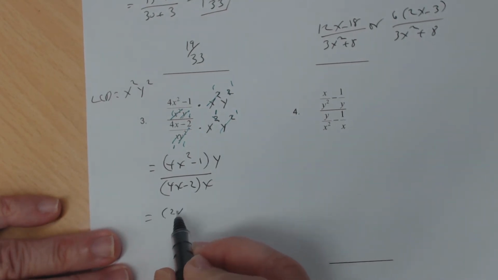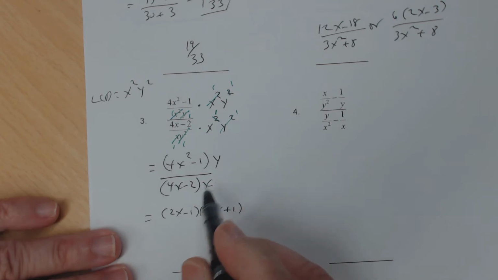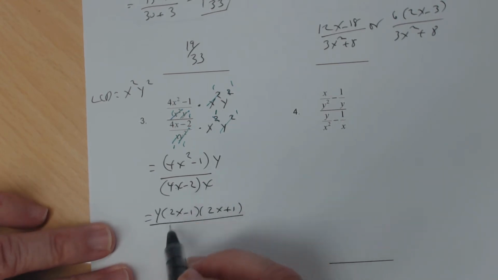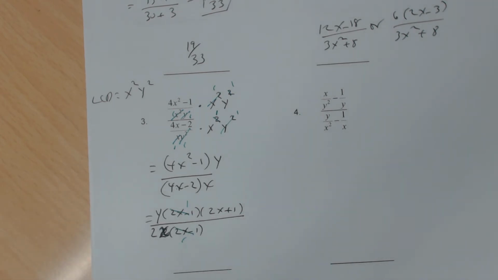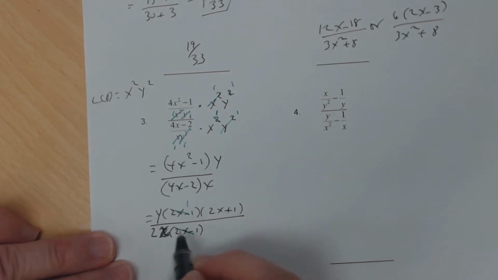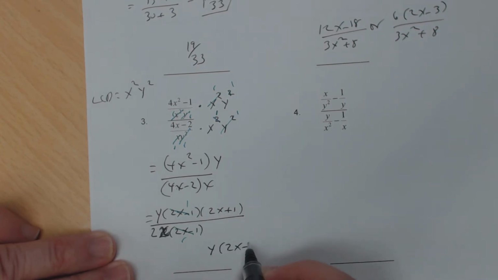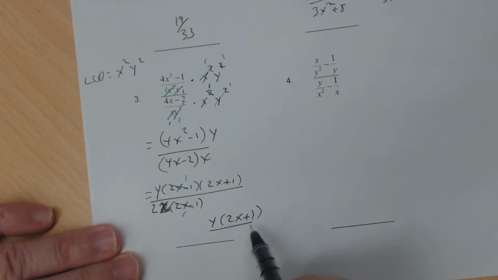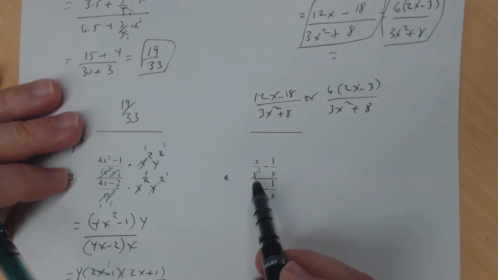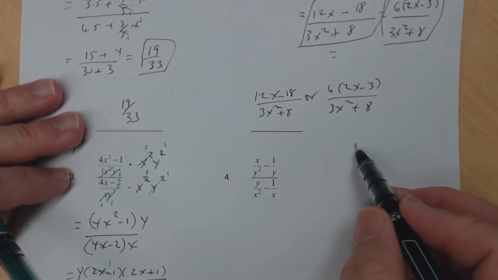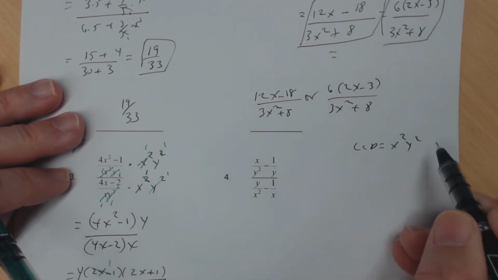So I'm going to get 2x minus 1 times 2x plus 1 times 1, the y in front, divided by, and then here I can take out a 2, so I get 2 times 2x minus 1 times x. I'll put the x in front as well. Alright, and then notice the 2x minus 1's, those factors divide out, and that's about all you can do. So your answer is going to be y times 2x plus 1 divided by 2x. So that's your answer. Over here, your LCD, you have y squared, y, x squared, x. So your LCD for that one's going to be x squared y squared.